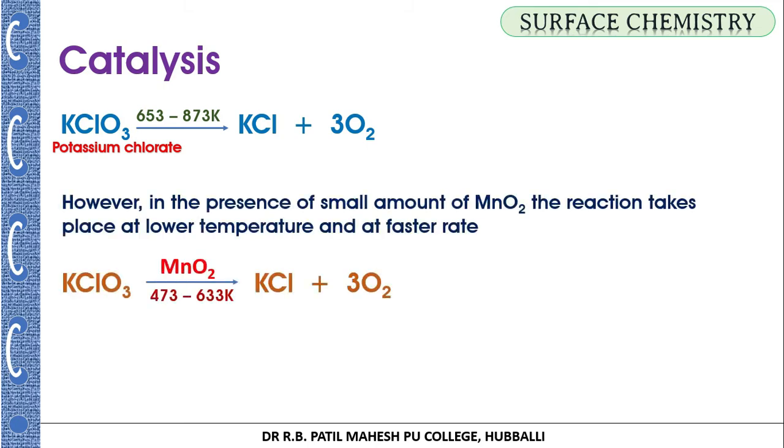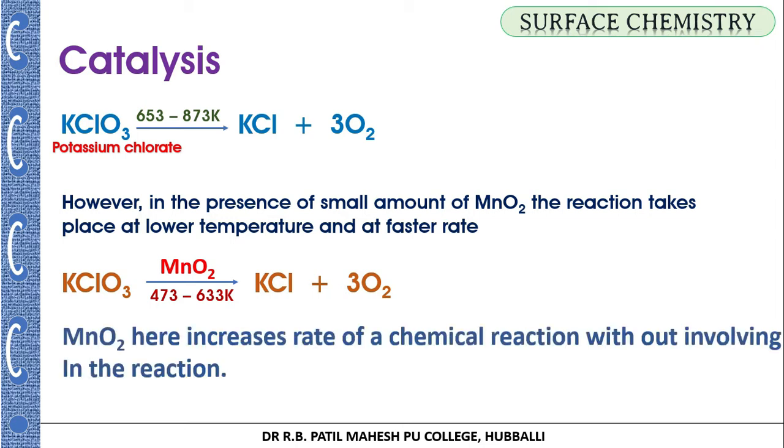So here we used a catalyst, a small amount of manganese dioxide, and you can see that the temperature is reduced to 473 to 633 Kelvin, and it is also found that this reaction takes place at an even faster rate. And in this reaction, the manganese dioxide we used increases the rate of a chemical reaction without being involved in the reaction, and it is called a catalyst.